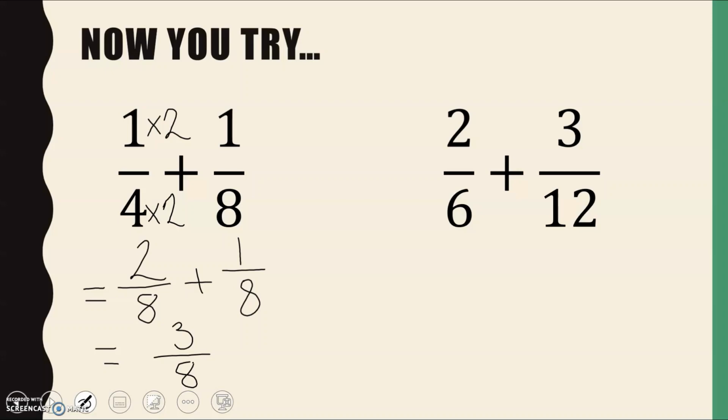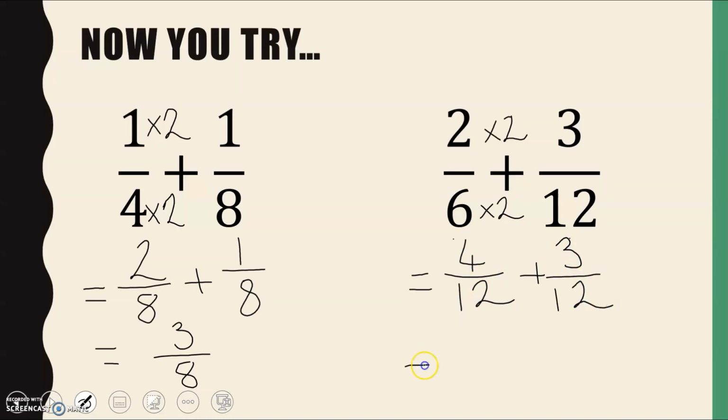2/6 and 3/12. Well, I know that 12 is 2 lots of 6, so I can do 6 times by 2. Then I have to do 2 times by 2 on the top there. So that is going to give me 4 lots of 12, plus 3 lots of 12, and I know that 4 plus 3 is 7, and 12 stays as it is on the bottom.